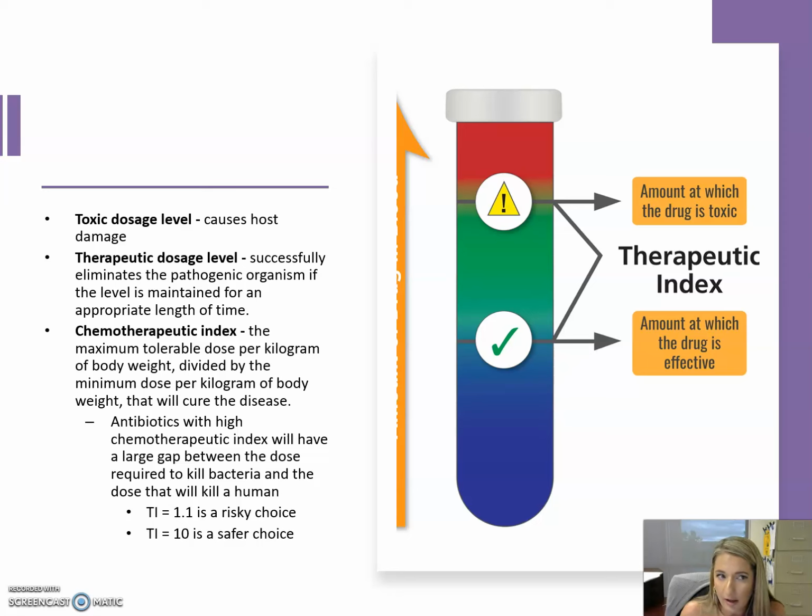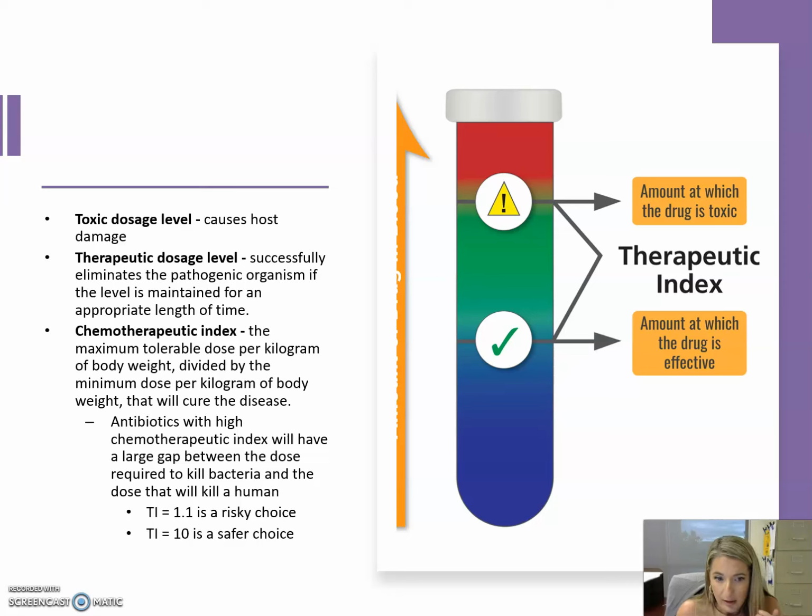So if you ever have a choice between multiple medications that would work, and you know their chemotherapeutic index, you always choose the one that has a higher chemotherapeutic index. That is going to be the safest drug.